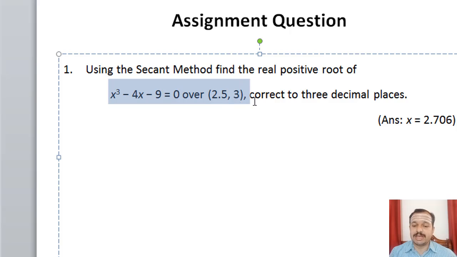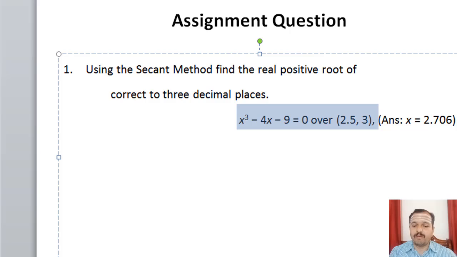Take this as x1, this as x2, and this entire thing as f of x, and if you perform a couple of iterations, you will get the answer as 2.706. So this is the final answer after a few steps by applying the same secant method formula. So I think you can very easily do it.